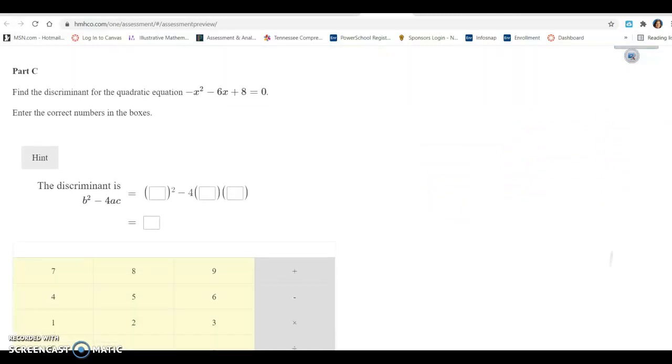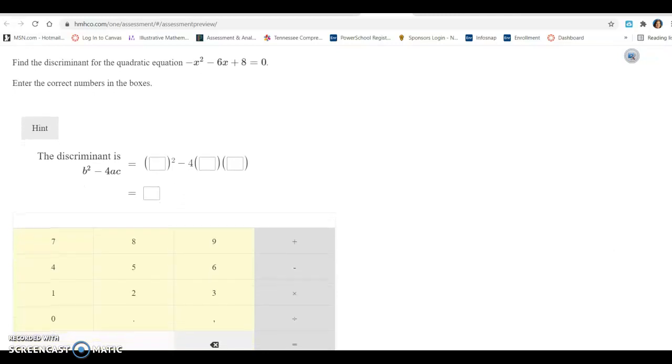For C part, the discriminant of the quadratic equation. So we're going to do just the discriminant, which is b squared minus 4ac. I was getting ready to do the whole quadratic formula, but we're just doing the discriminant. B in this case is -6, minus 4 times a. If you look up here, a doesn't have a number, but it has a negative sign, so that's assumed to be a -1. And then C is the number on the end, and that is an 8.